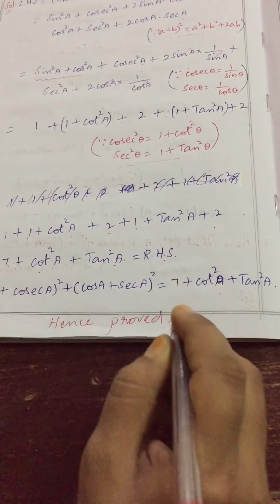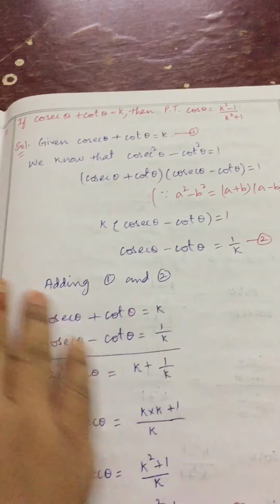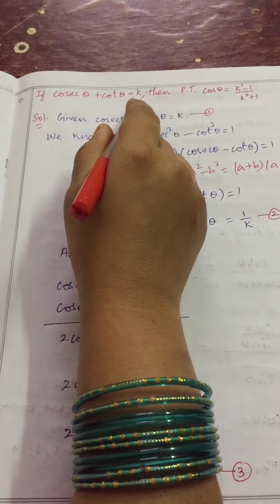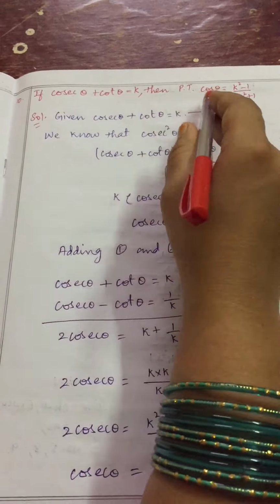Now let's see one more important problem we will solve. If cosecant theta plus cot theta equal to k, then prove that cos theta equal to (k square minus 1) by (k square plus 1). What has he given, children? Cosecant theta plus cot theta equal to k. Suppose this is equation 1.